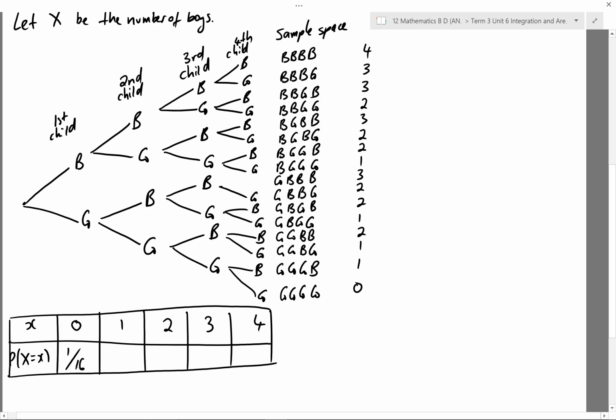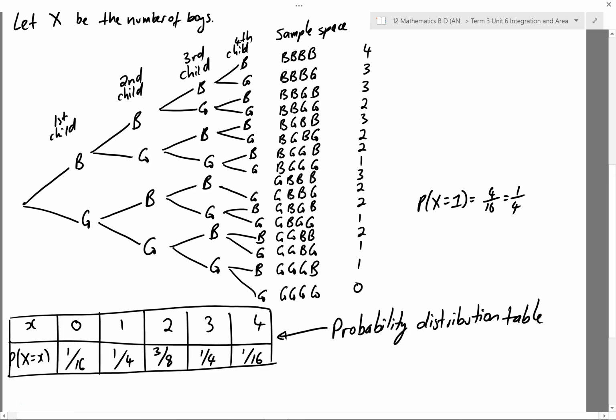Look at how many times 1 occurs. I see it 1, 2, 3, 4 times. So that'll be 4 out of 16. But I'll simplify that to 1 on 4. So just remember, when I had P(X = 1), it was really 4 on 16, but I wrote it as 1 on 4. Do the same thing with 2, 3, and 4. What I've constructed is called a probability distribution table. It shows how the probability is distributed among the possible values of the random variable.